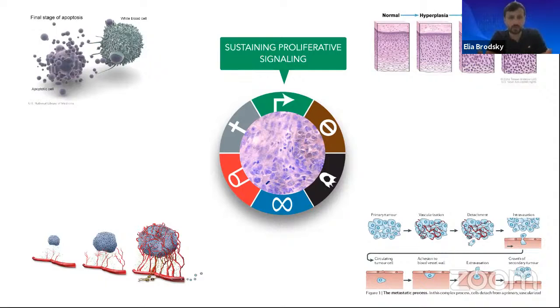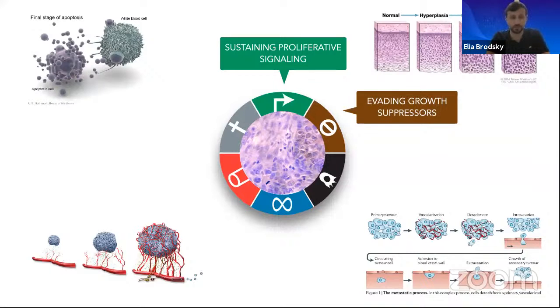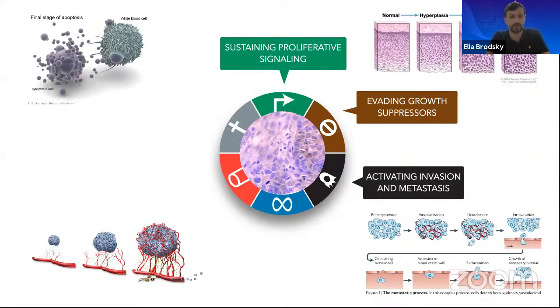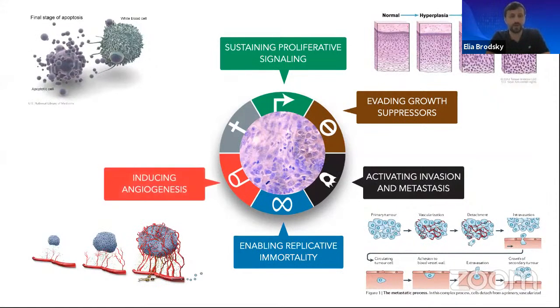When we think about these hallmarks, there are the original 6 hallmarks of cancer. 1, sustaining proliferative signaling. 2, evading growth suppressors. 3, activation of invasion and metastasis. 4, enabling replicative immortality. 5, inducing angiogenesis. And 6, resisting cell death. In recent times, an additional 4 have been added: deregulating cellular energetics, avoiding immune destruction, tumor-promoting inflammation, and genome instability and mutation.